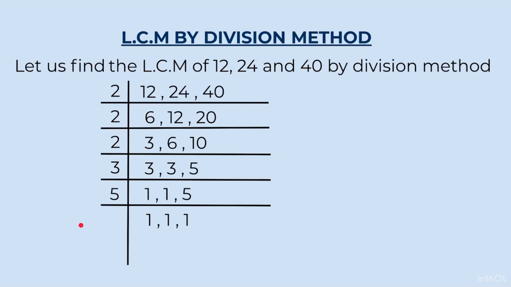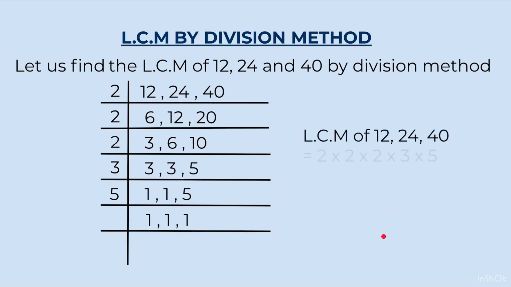Now the LCM of these numbers is the product of the prime factors that we have got. So LCM is equal to 2 into 2 into 2 into 3 into 5, which is equal to 120. So this was the third way of finding the LCM.